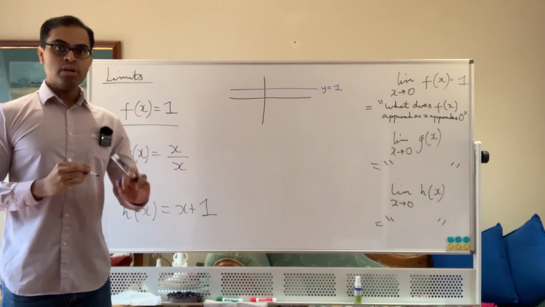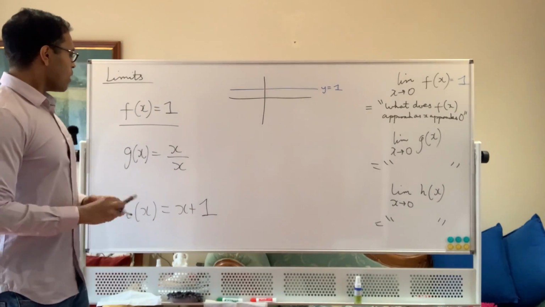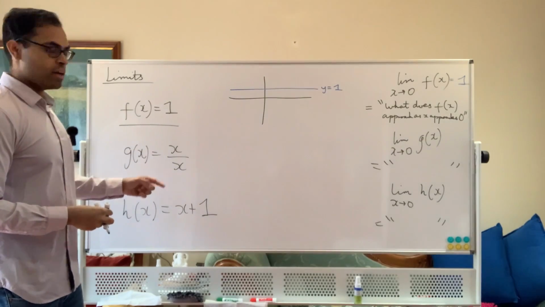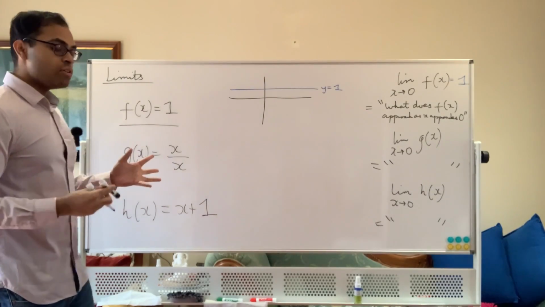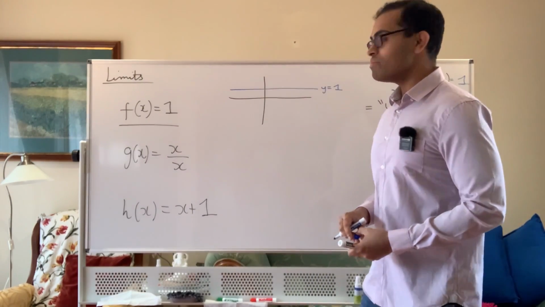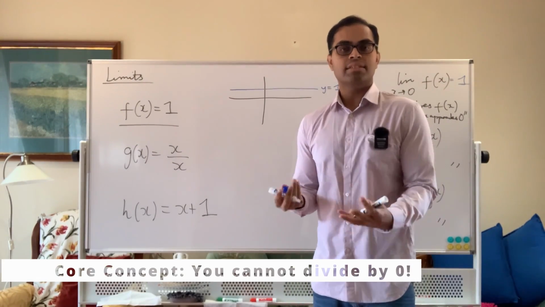Now limit number 2 is a bit more interesting, because what happens with limit number 2 here is that g of x equals x over x, and g of 0 is undefined. Okay, 0 is not in the domain of g, because you cannot divide by 0. You cannot make sense of 0 over 0.